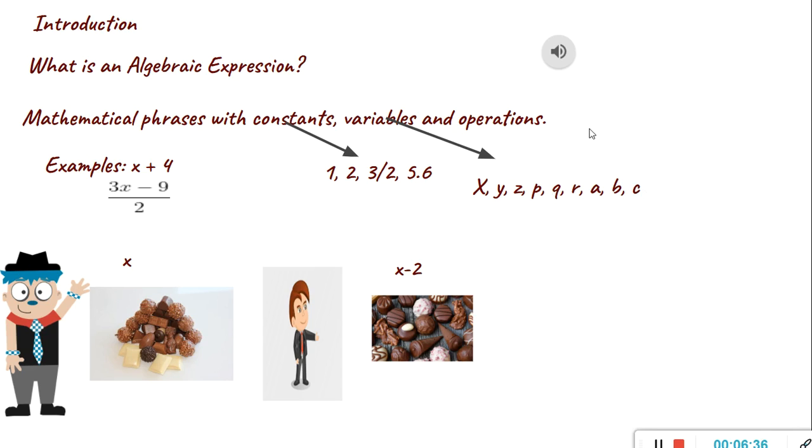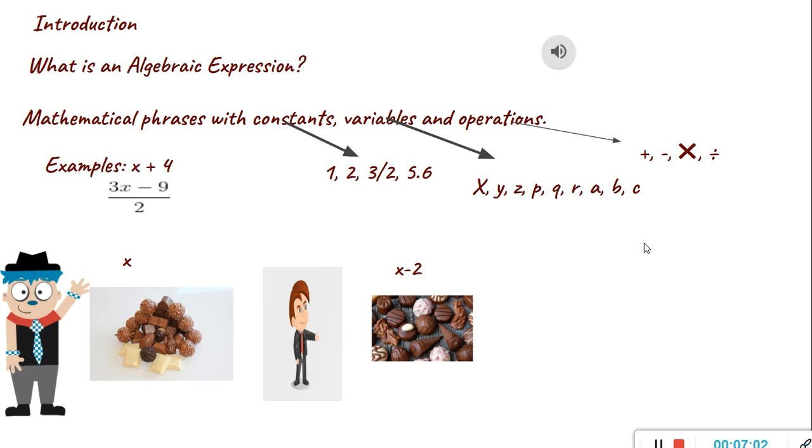Clear? And what else do these expressions contain? They contain operations like plus, minus, multiplication and division. So these are all operations. So when you look at this expression x plus 4, it has a variable which is x. It has a constant that is 4 and also has an operation that is plus.